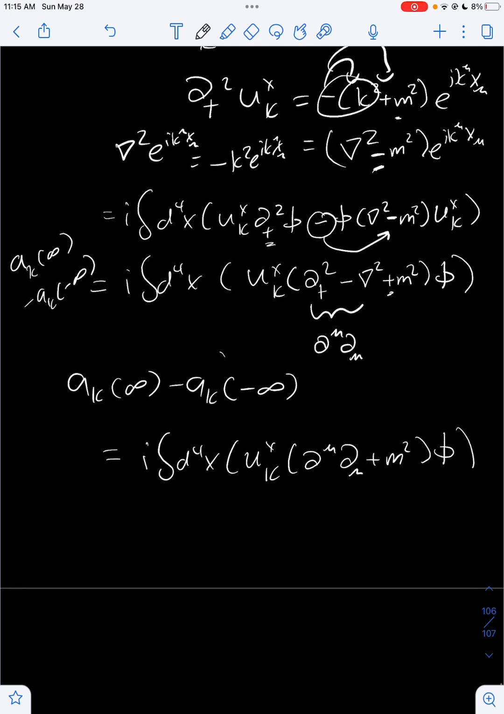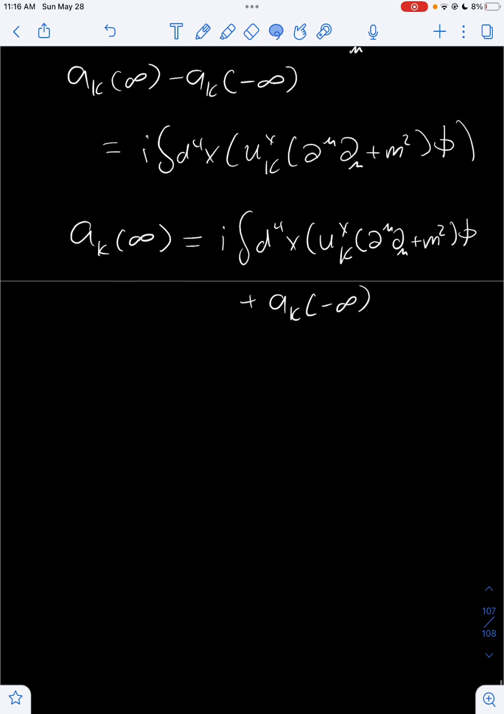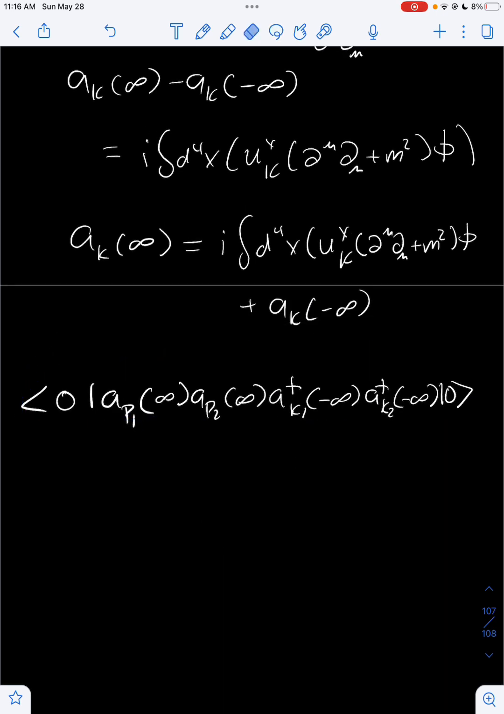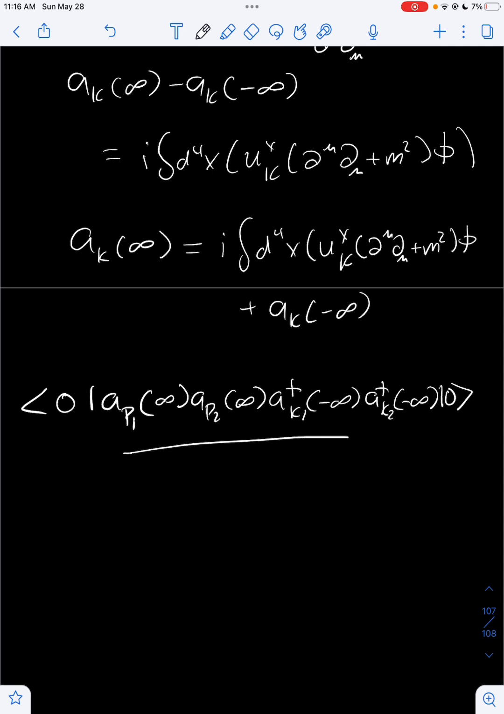So now we have this equation right over here, which means that a k of infinity is related to a k of minus infinity by the formula. And now we want to plug this formula into here. But before we do that, we want to do a nice high IQ trick. So right now, in this product, we have later times on the left, because infinity is bigger than minus infinity. So later times are on the left. So this product is already time ordered.